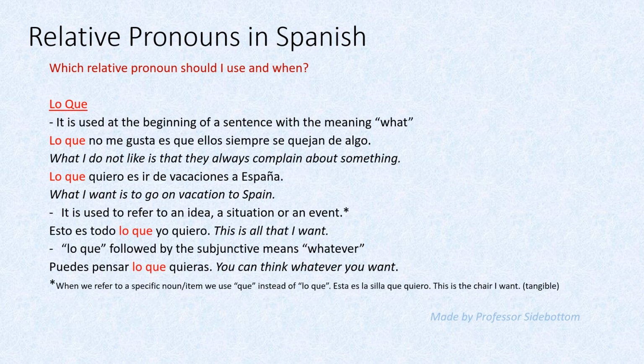Now let's talk about the relative pronoun lo que. Lo que is used at the beginning of a sentence with the meaning what. Lo que no me gusta es que ellos siempre se quejan de algo. What I do not like is that they always complain about something. Lo que quiero es ir de vacaciones a España. What I want is to go on vacation to Spain.